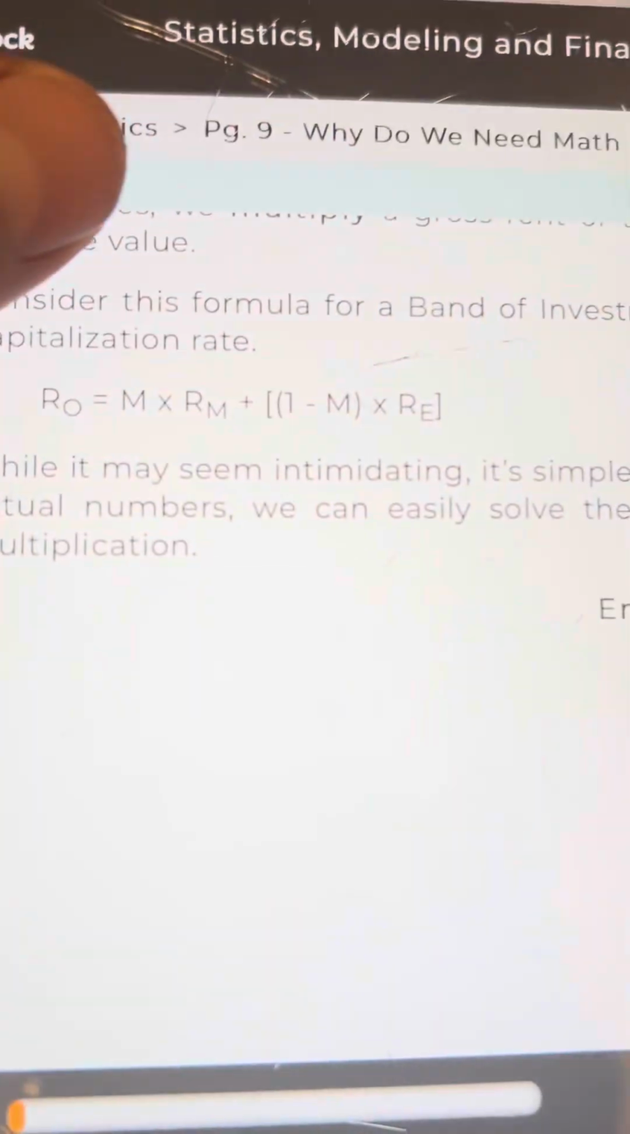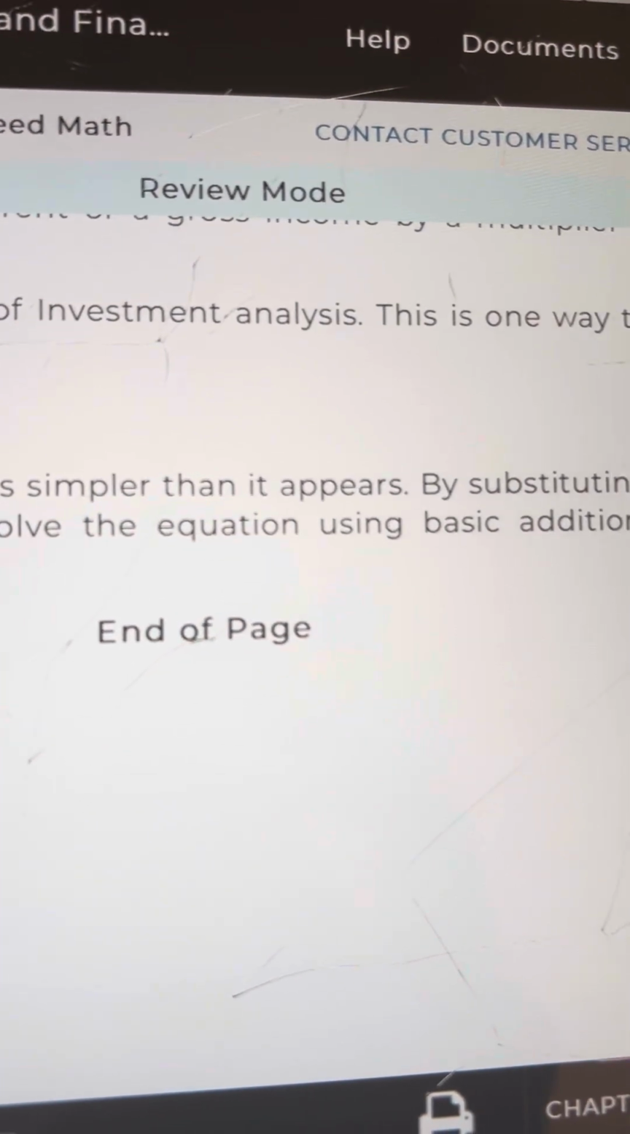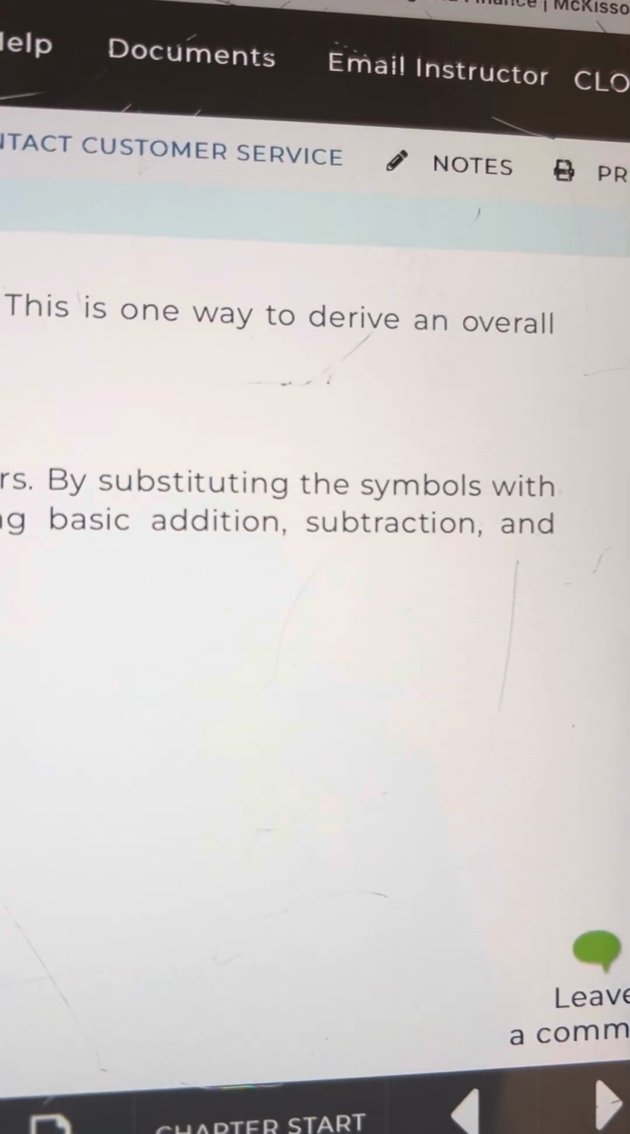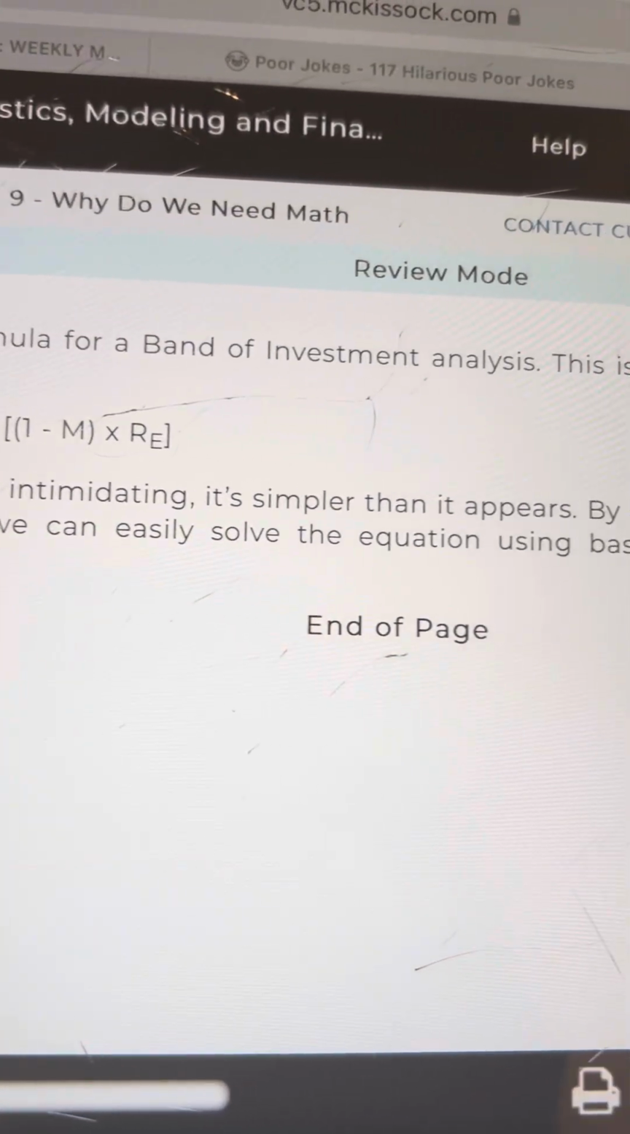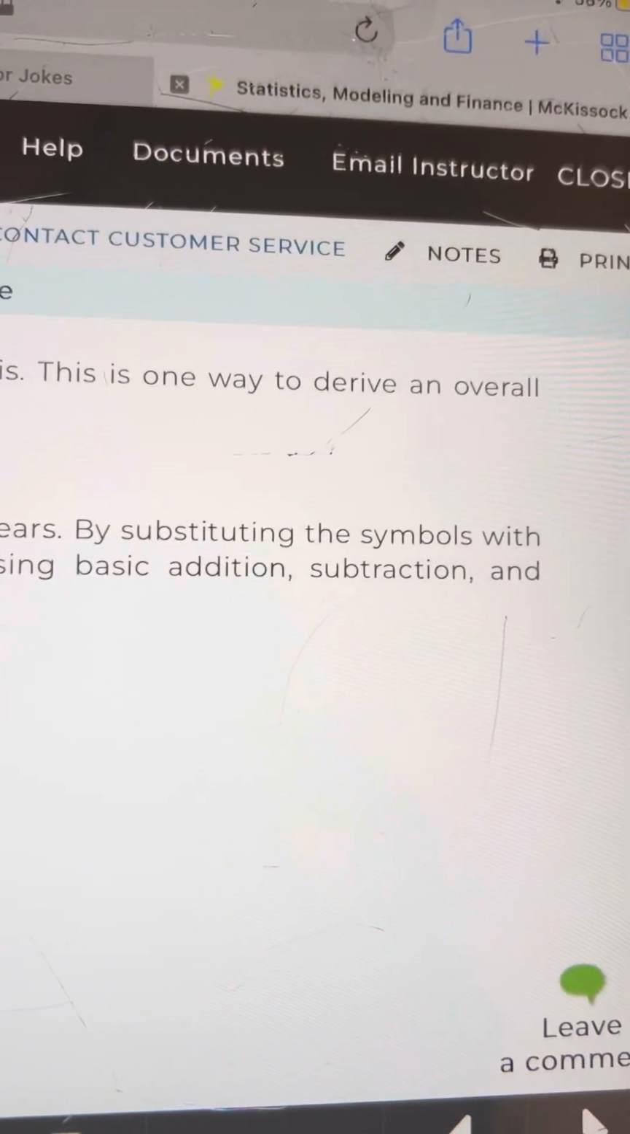While it may seem intimidating, it's simpler than it appears. By substituting the symbols with actual numbers, we can easily solve the equation using basic addition, subtraction, and multiplication. End of page.